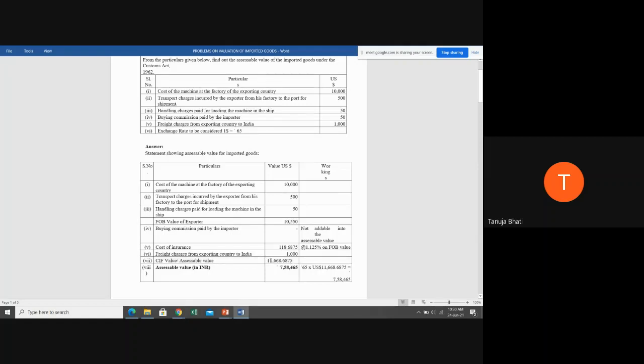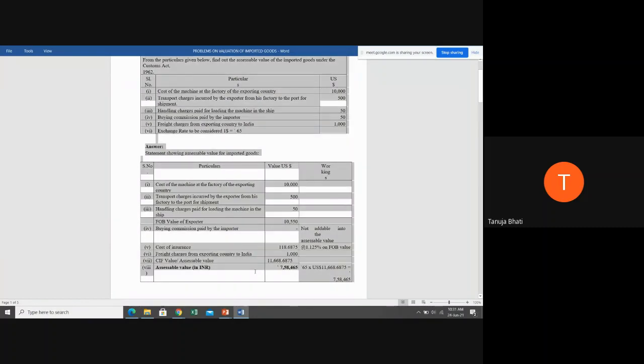Now, this assessable value that you have got is in US dollars. You have to convert these US dollars into Indian rupees. So one US dollar is 65. So 11,668 into 65 will give you the value in rupees. Therefore, the assessable value in Indian rupees will be 65 into 11,668.6875. So you get the assessable value in Indian rupees as 7,58,465. Is this problem clear to everyone, students? Yes?